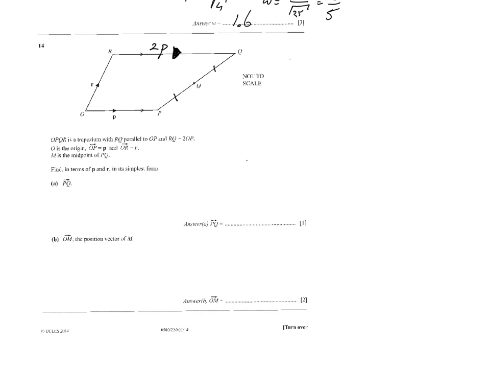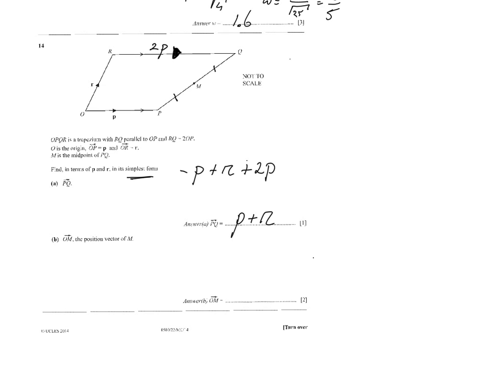So from P to Q, I first have to go from P to O, and that vector is minus P, because the direction is important. Then I go to R, so plus R, and then from R to Q it is plus 2P. Now you have to give it in its simplest form, so 2P minus P is P plus R. Or if you like, R plus P. Doesn't matter. 1 point.